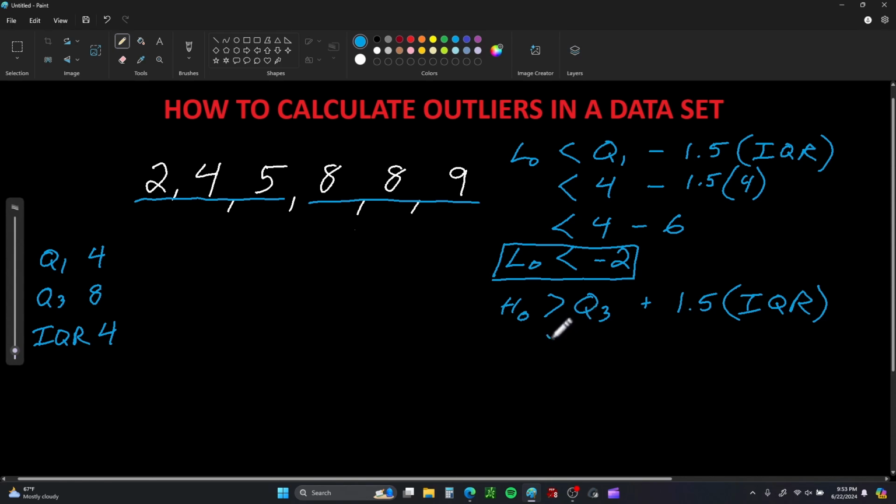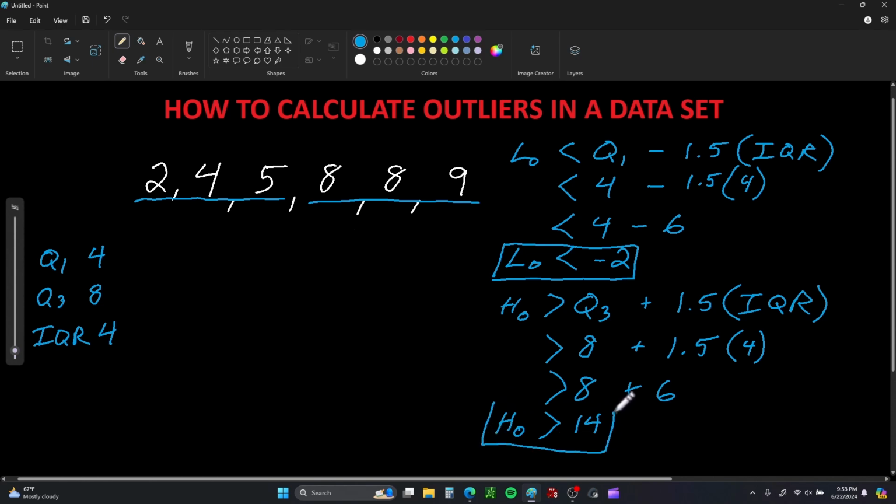And then for high outliers, we'll just substitute. Q3 is an 8 plus, and then 1.5 times 4 is again going to be 6. So I have 8 plus 6 here. So high outliers are numbers that are greater than 14. Now, looking at my results, let's take a closer look at why there's a Q1 and a Q3 in the formulas.